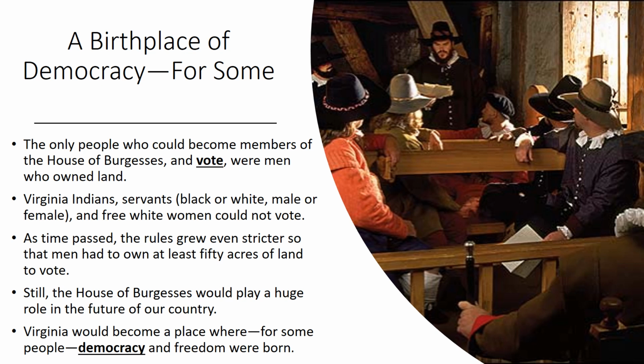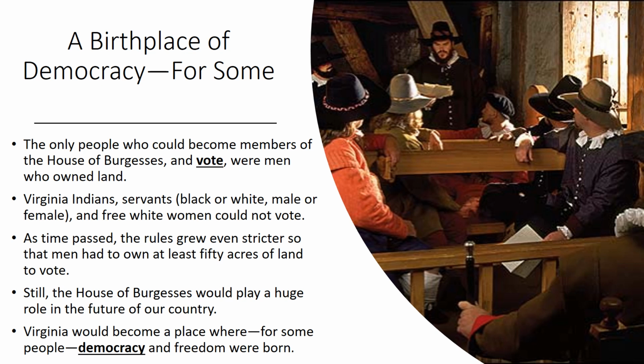A birthplace of democracy, for some. The only people who could become members of the House of Burgesses and vote were men who owned land. Virginia Indians, servants, black or white, male or female, and free white women could not vote. As time passed, the rules grew even stricter, so that men had to own at least 50 acres of land to vote. Still, the House of Burgesses would play a huge role in the future of our country.